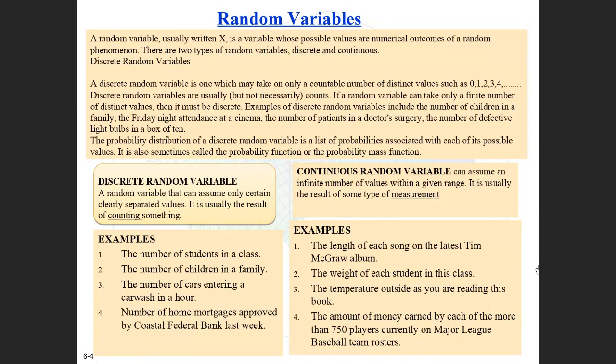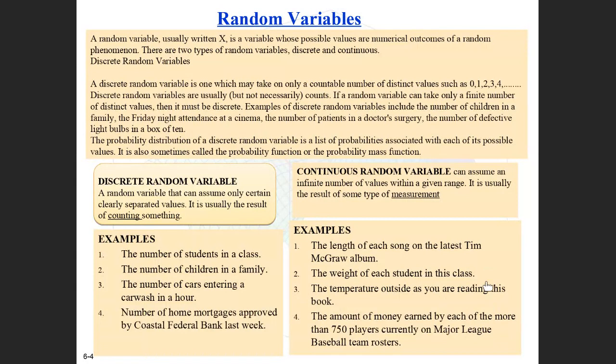The third example, the number of cars entering a car wash in an hour. You set the condition. I want to count all the cars that enter the car wash. I'm only going to do it for 1 hour. It's going to be a discrete number. Another example, the number of home mortgages approved by Coastal Federal Bank last week. It's a condition that you can measure, and there's going to be a number. It could be 0, it could be 100. It doesn't really matter, but it's a discrete number.